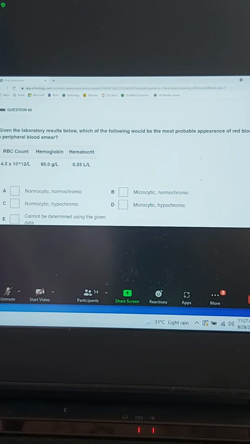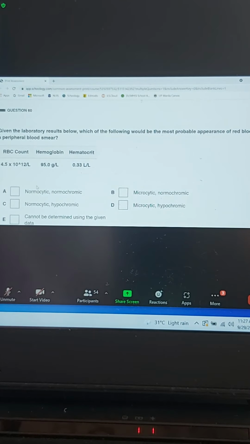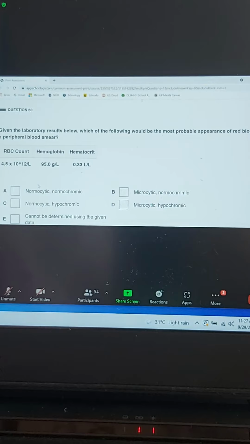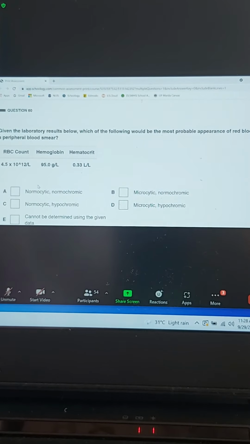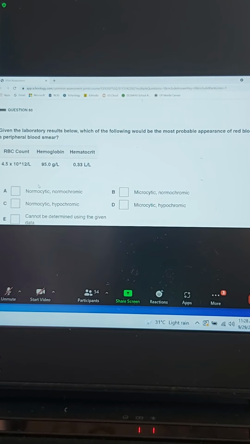Ayan. Question number 60. Given the following lab results, which of the following would be the most probable appearance of your red blood cells in the peripheral blood? So, anong correct answer natin? Letter D po. Microcytic, hypochromic. So, bakit naging microcytic hypochromic?